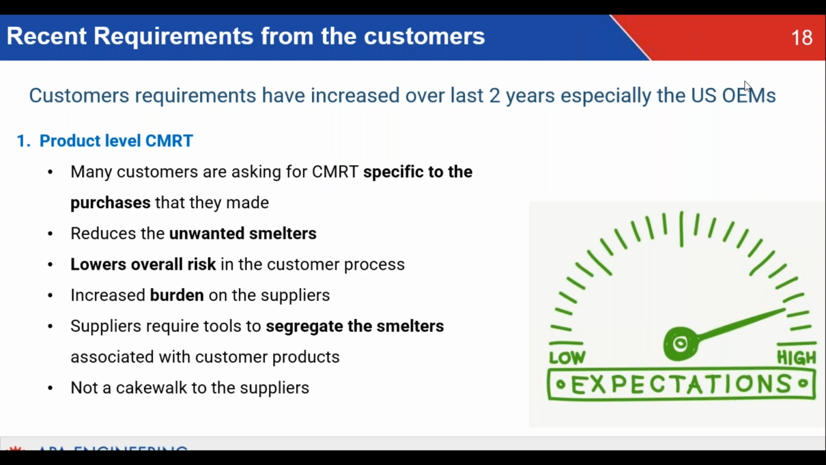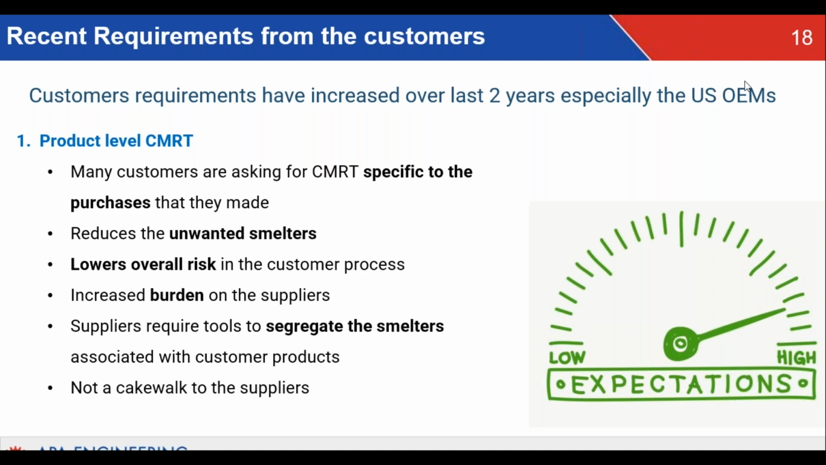But right now, we are seeing certain customers make specific requests to the organization for product level CMRT. They want to know whether we are complying with the regulations based on the products being purchased. So this is very specific, and what it does is remove the unwanted smelters. Otherwise, in a company level declaration, when you are declaring for the organization as a whole, you will have so many smelters which you needn't report on. The product level CMRT reduces the unwanted smelters, and it reduces the overall risk.